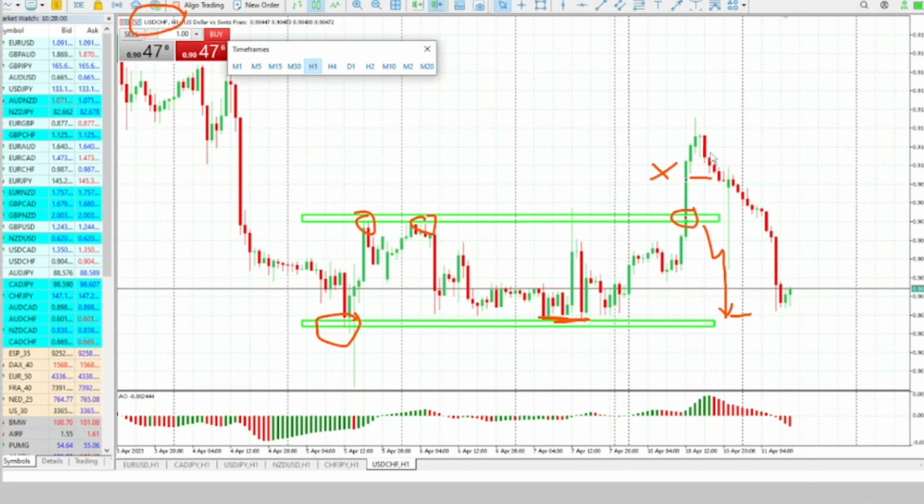Can you see? The market was still coming down, but I was already out, which means it's a losing trade. Okay, a losing trade. So I was out of the market. So this trade was a losing trade.